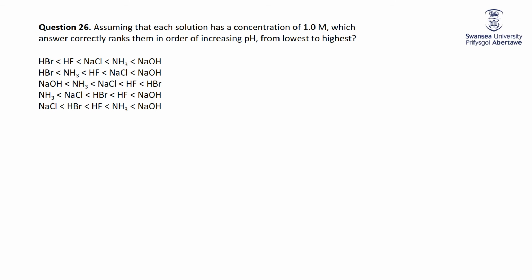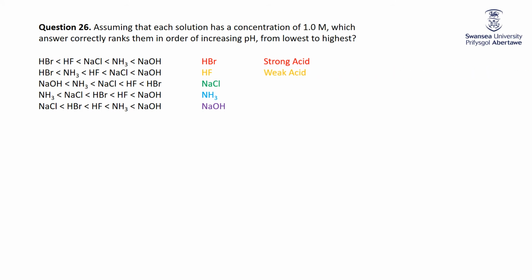A solution has a concentration of 1 molar. Which answer correctly ranks in order of pH from lowest to highest? Well, let's see what we've got here. We've got HBr, we've got HF, NaCl, NH3, and NaOH. Let's just do that. HBr is a strong acid. HF is a weak acid.